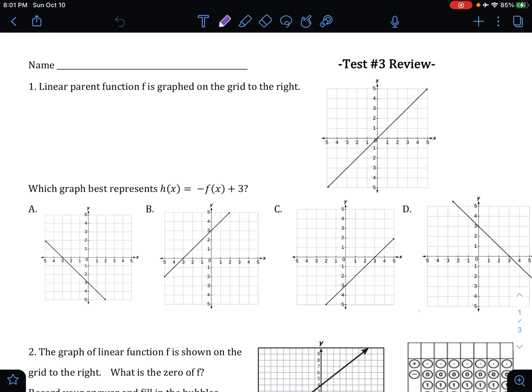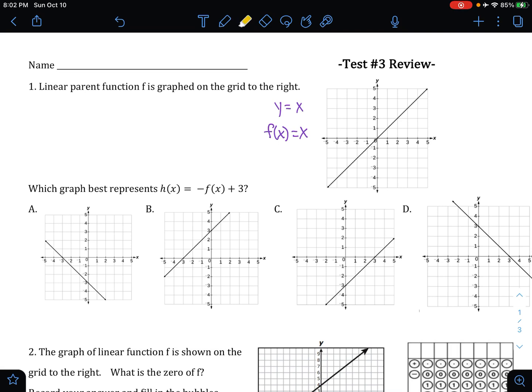So a linear parent function is graphed on the right. Okay, so this is our linear parent function. Remember, the parent function is y equals x, or it's f of x equals x. Okay, so which graph best represents h of x, which equals negative f of x minus 3.